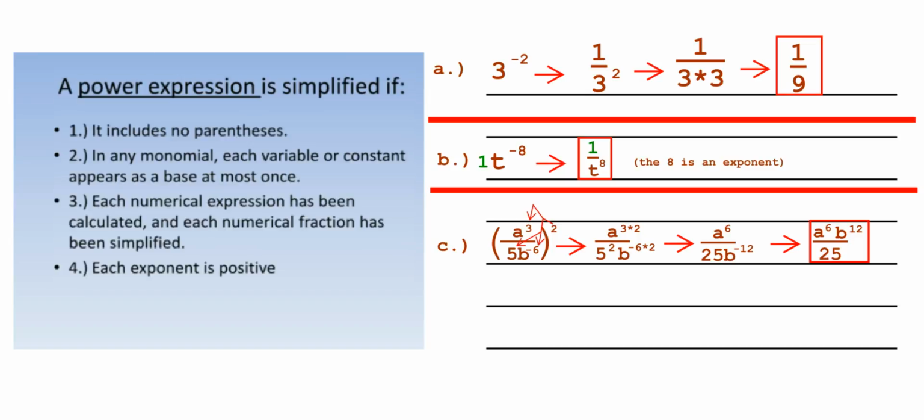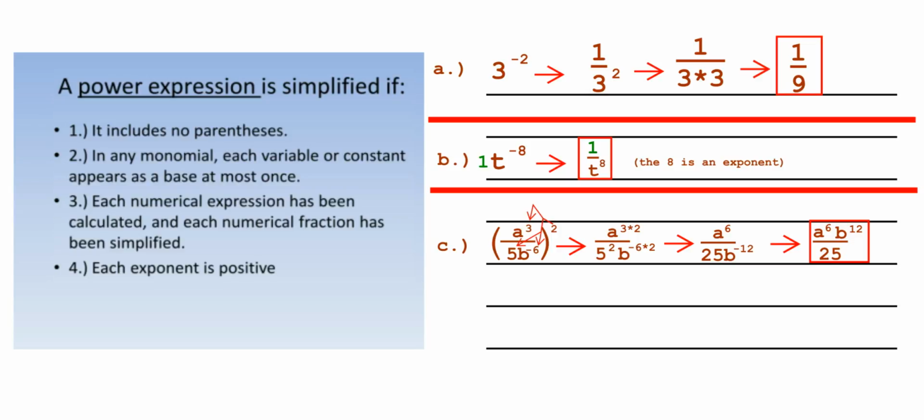Let's be aware of this. A power expression is simplified if, 1, it includes no parentheses; 2, in any monomial, each variable or constant appears as a base at most once; 3, each numerical expression has been calculated and each numerical fraction has been simplified; and 4, each exponent is positive. Let's start with step 1.